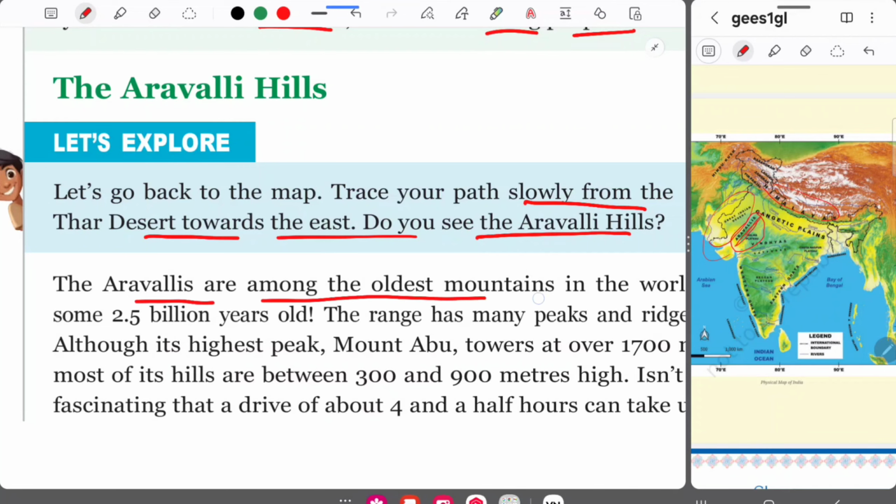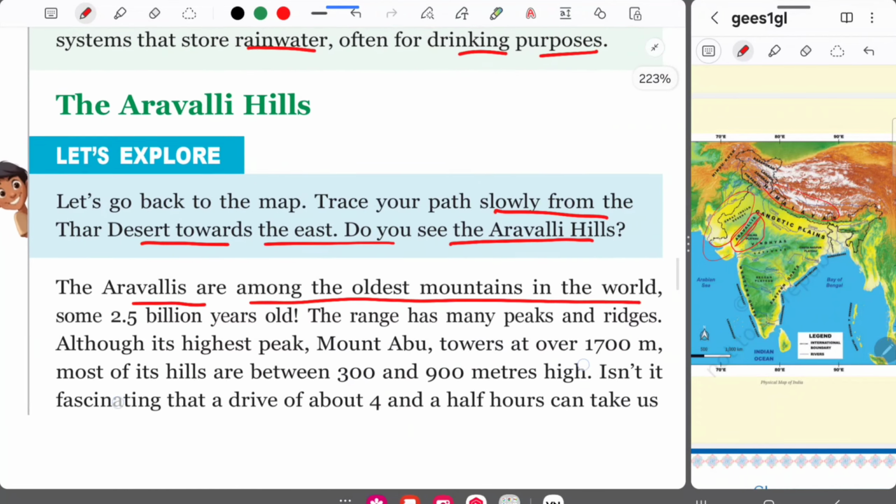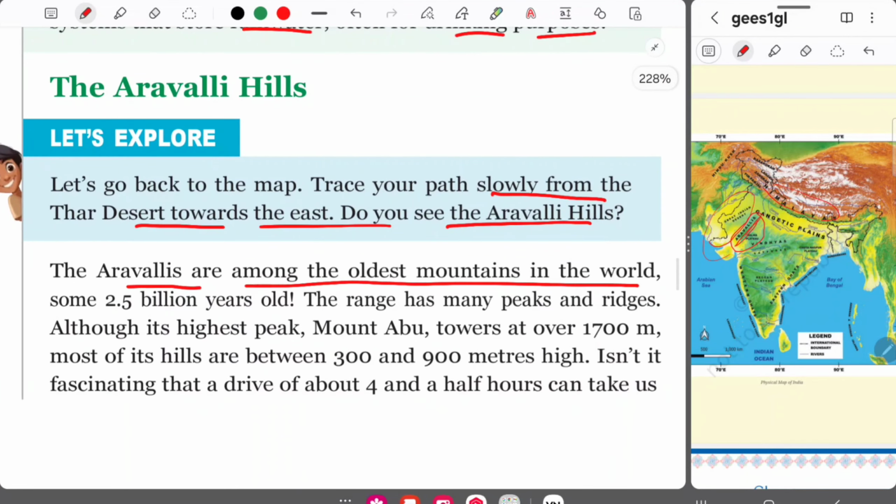So the Aravallis are among the oldest mountains in the world. These Aravalli hills are one of the oldest mountains in the world, some 2.5 billion years old. Like what we have learned, the Himalayan mountains are young fold mountains, recently formed. But these Aravalli hills are very old mountains which were formed billions of years ago. The range has many peaks and ridges.